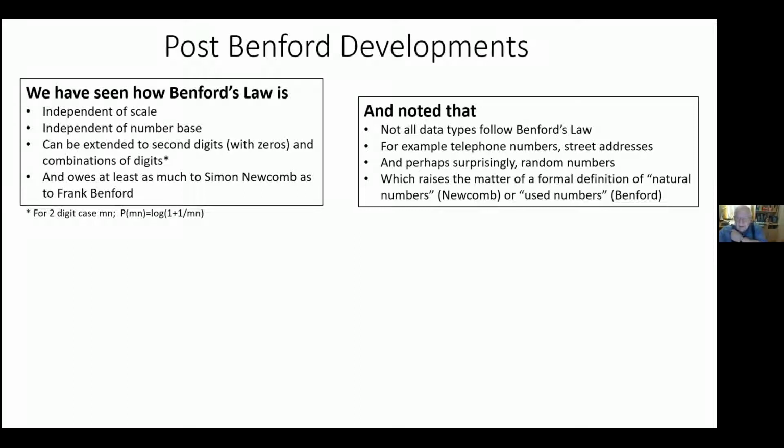And that raises the matter of a formal definition of what is a natural number. The phrase used by Newcomb or Benford, he used the used number as his basis for what will follow his law and what won't. And it's not until this century, really, that the mathematicians have come up with a rock-solid way of objectively saying what sort of number will follow Benford's law and what won't.